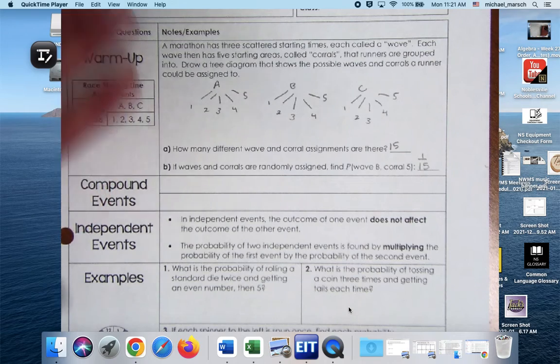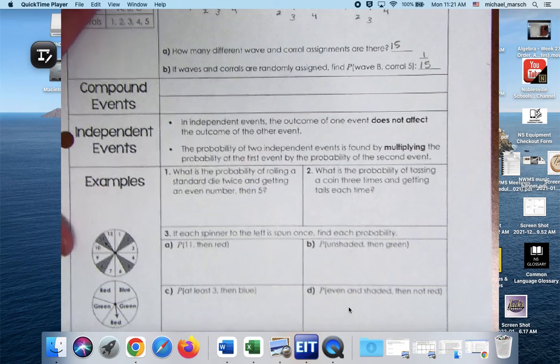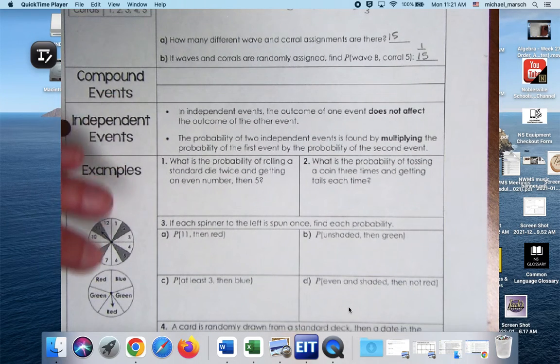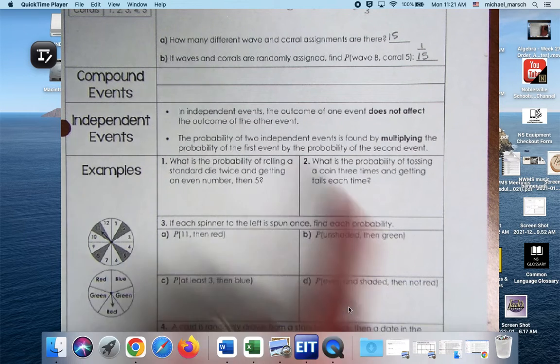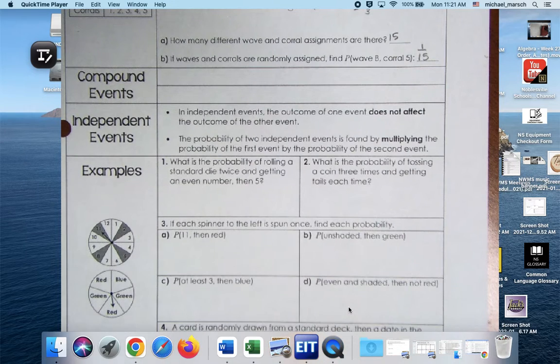Now we're going to jump into compound events. We talked about these a little bit. A compound event is when we take 2 probabilities and we multiply them. That way we don't have to do all the tree diagrams for all the days, right? We're going to first talk about independent. That means they don't affect each other, right? We talked last week about independent, and then dependent is when the first one does affect. We had that example with the socks in the drawer.